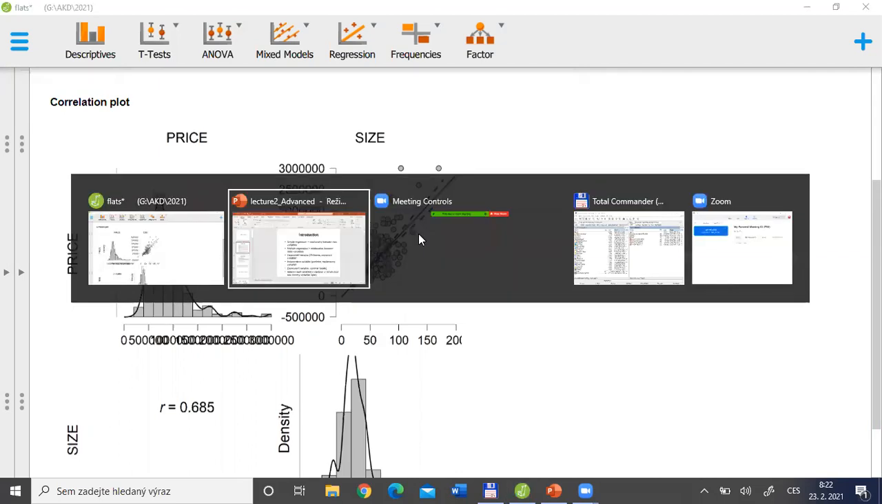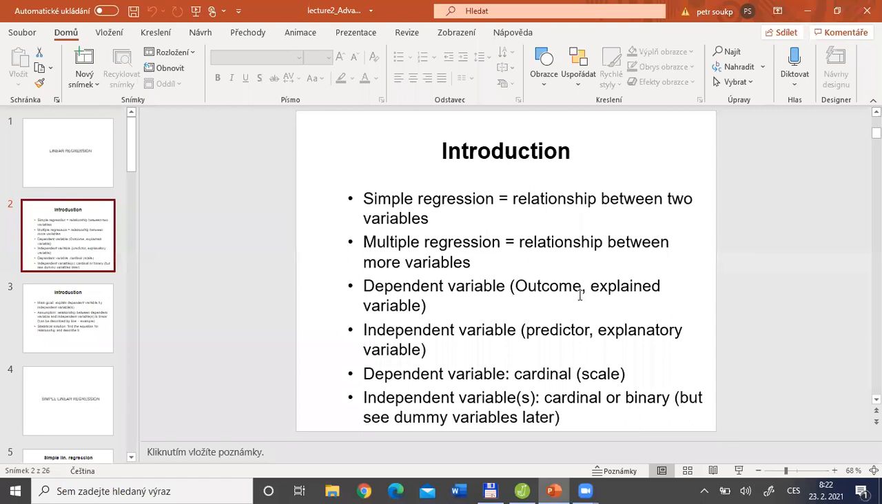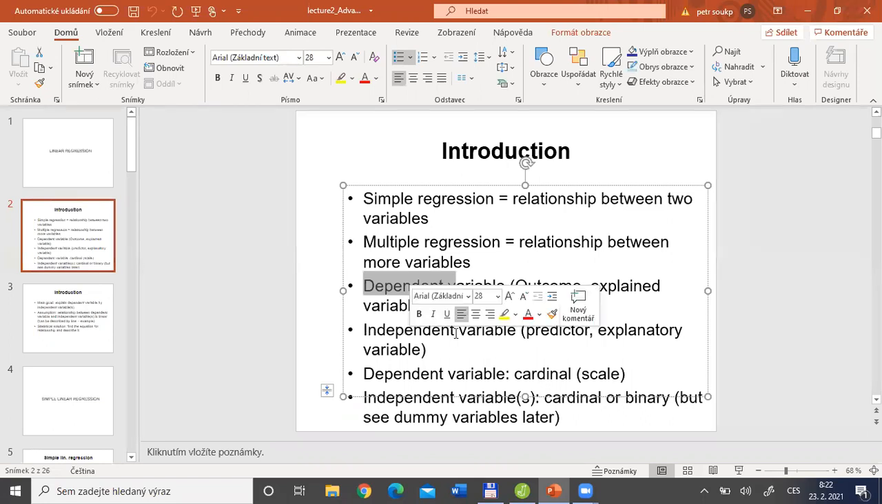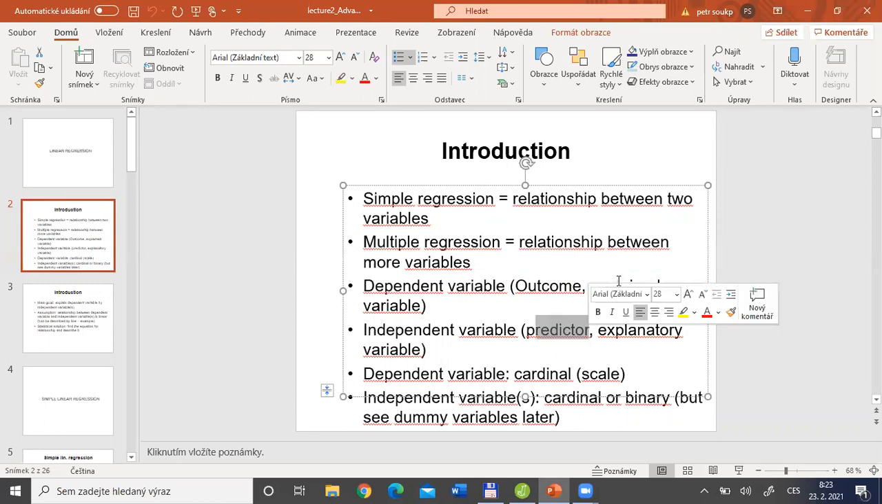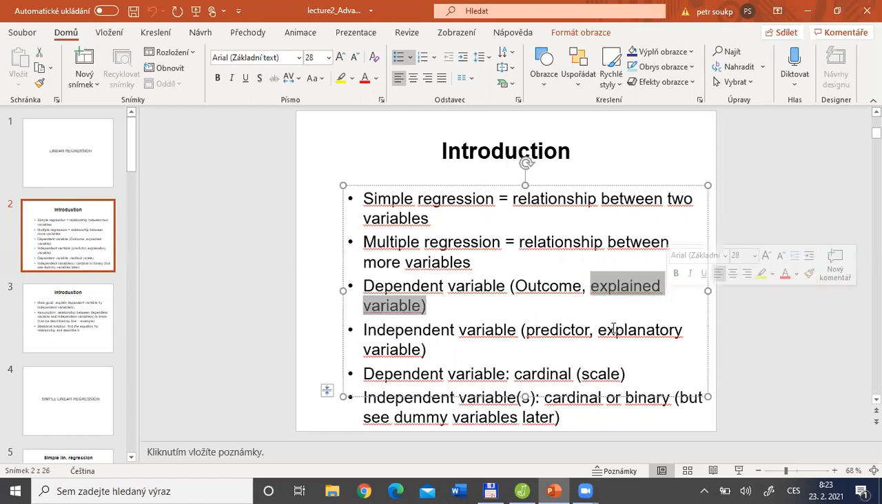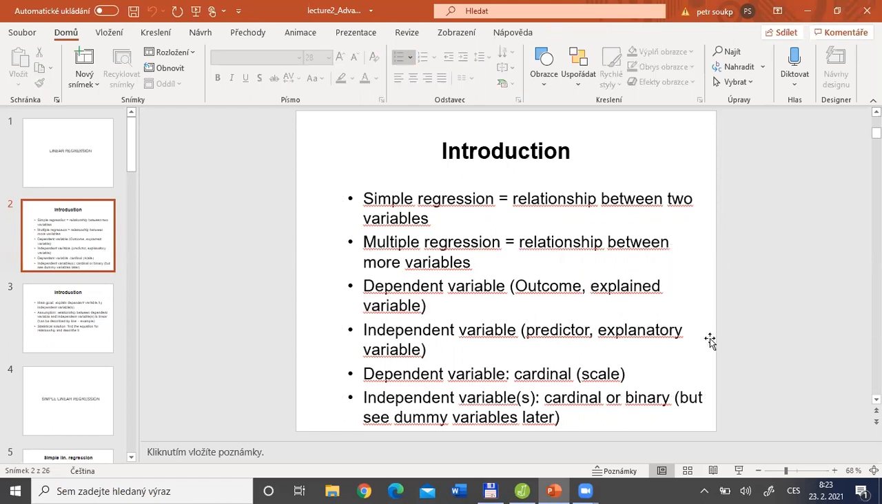So if I go back to my presentation, there are usually pairs. If I talk about dependent, I talk about independent variable. So these two terms are paired. If I talk about outcome, I talk about predictor. And if I talk about explained variable, I am talking also about explanatory variables. So these two are every time related.